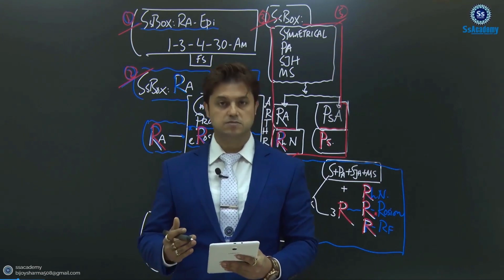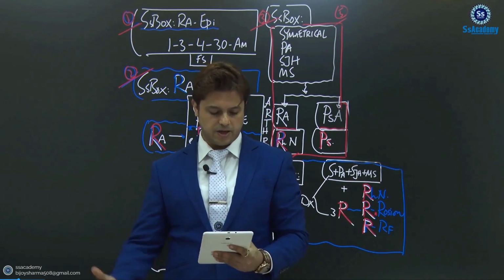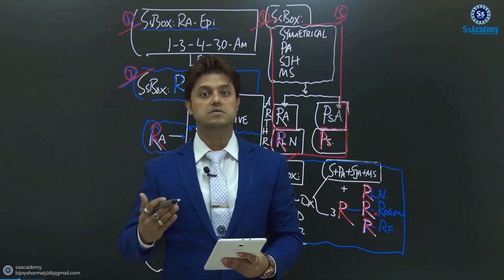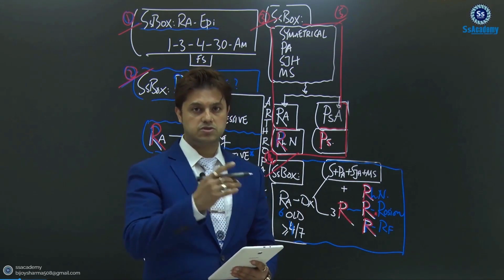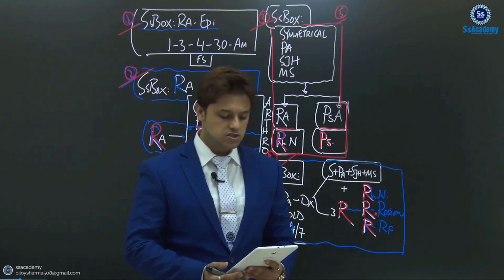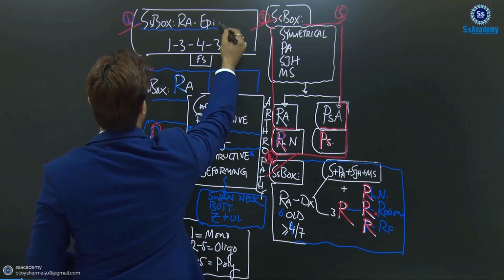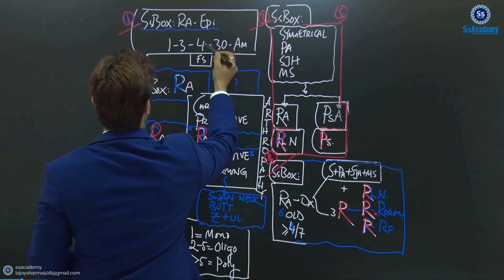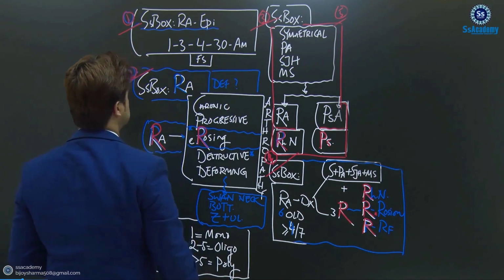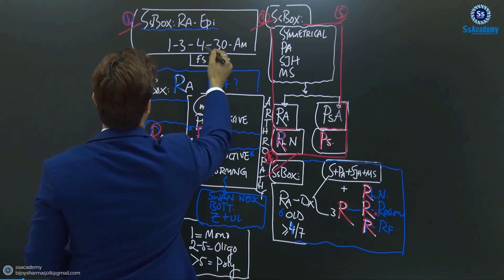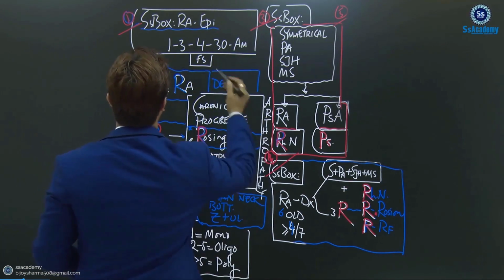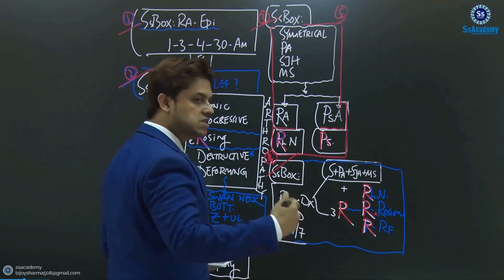Knowing these facts, sometimes one or two questions might come from here. So if you give a box onto the board, it will be helpful, my dear. Let me show the box that I've given here, the number 1 box, rheumatoid arthritis epidemiology. So 1, 3, 4, 30, Americans, my dear. Just write it down: 1, 3, 4, 30, Americans.